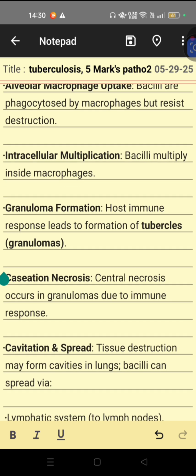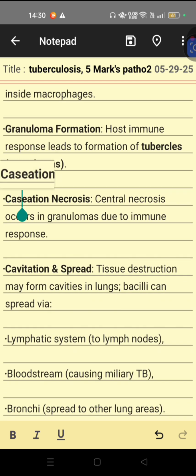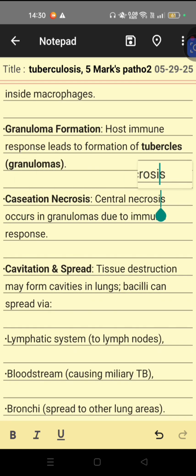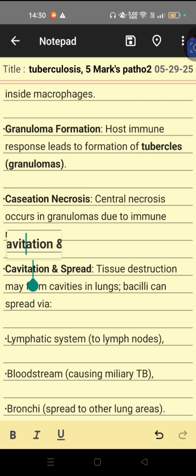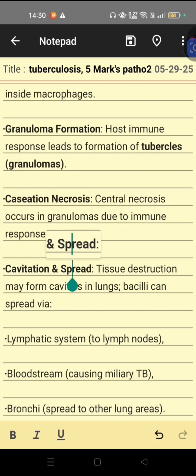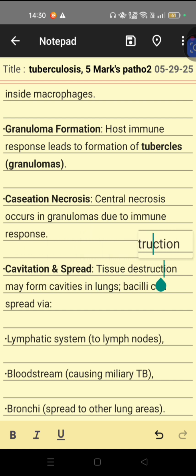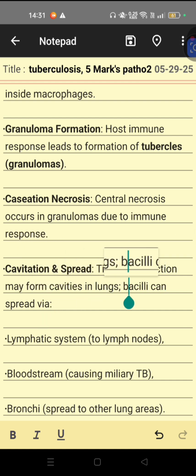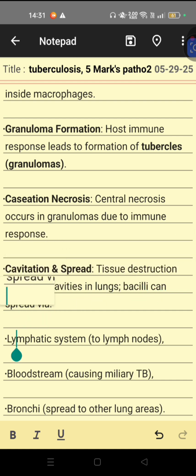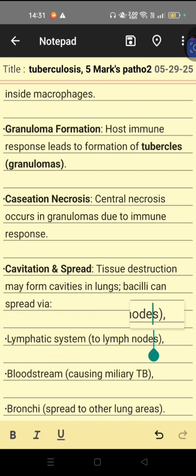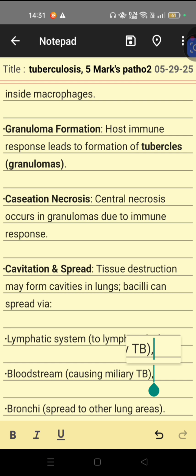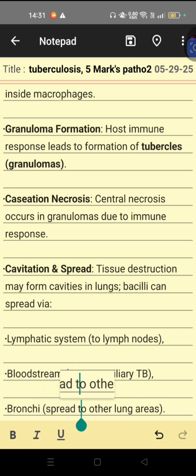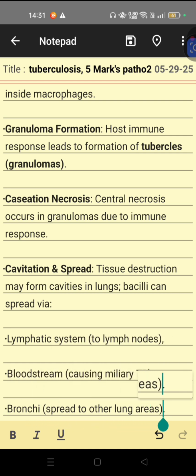Caseous necrosis. Central necrosis occurs in the granuloma due to the immune response. Cavitation and spread: tissue destruction may form a cavity in the lung, and bacilli spread via the lymphatic system to the lymph nodes, and via the bloodstream causing miliary TB. Bronchial spread to other lung areas.